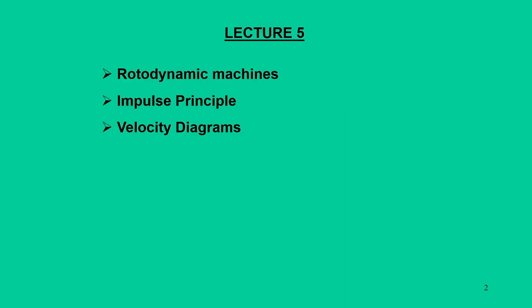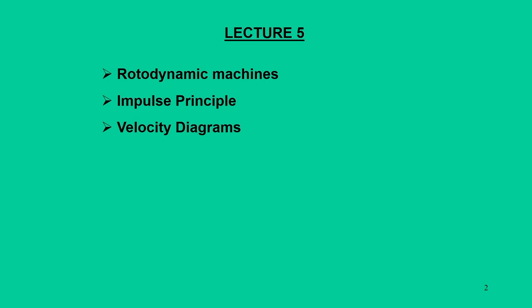So, in this lecture number 5, we will try to focus on rotodynamic machines, impulse principles, velocity diagrams. Prior to this lecture, we have seen how the steam power plant is used for power generation systems. Now, one of the integral components of this power generation system is the turbine, but this turbine is considered as a rotodynamic machine, and these machines have certain characteristics.